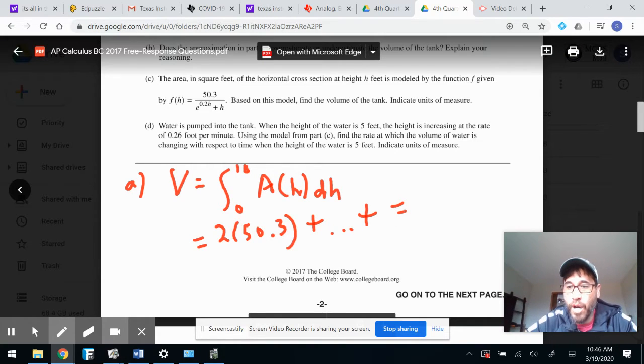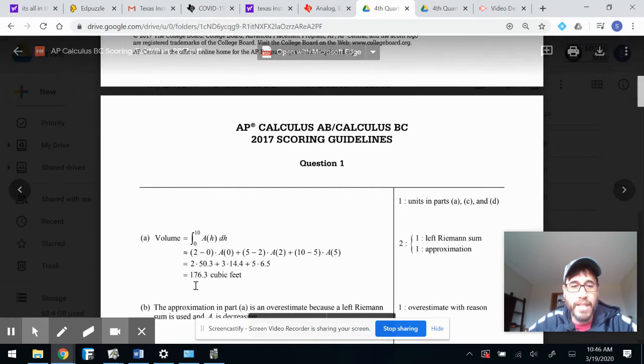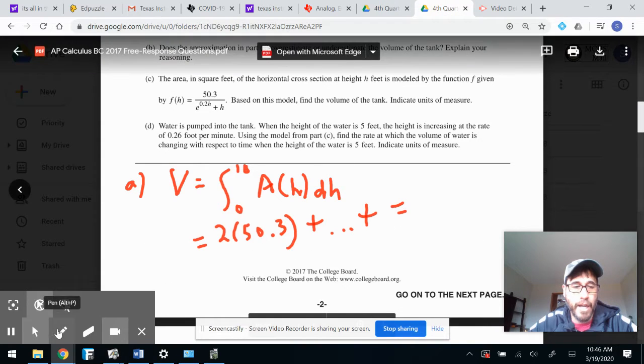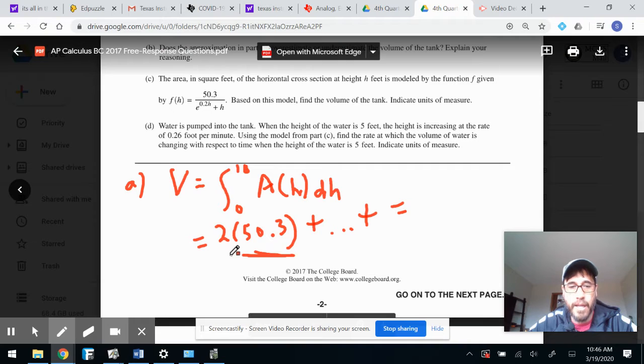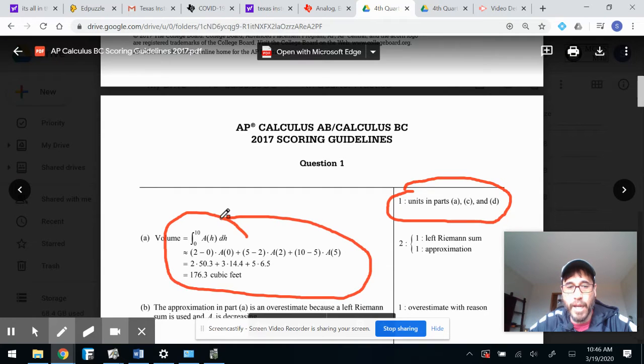So I'm going to go here to our grading page, and let's try not to look too far ahead. But if you've got 176.3 and it asks you for units, if we go back to my work here, this right here, class, would be in square feet, and this right here would be in feet. So if I do square feet times feet, I get cubic feet. So you're going to get a point. But the interesting thing about this one, if you look at the grading here, you get 1 point for the units of A, C, and D, because it asks for units for each one of those parts. See if you were able to do that correctly, okay?